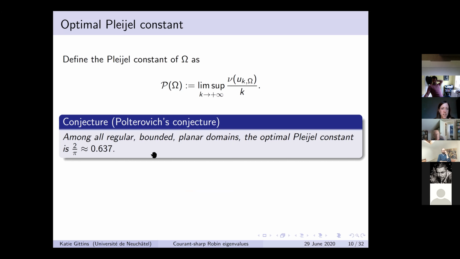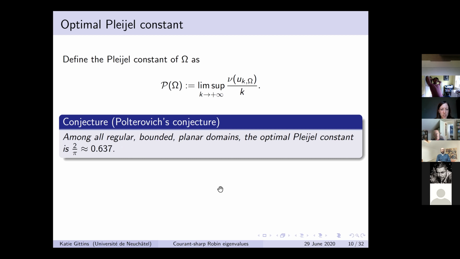There's been some work to try to improve the constant in Pleijel's result in recent years, due to Bourgain, Donnelly, and Steinerberger, where they all essentially use improvements on Faber-Krahn. But as you can see, between our 0.69 and 0.637, there's still quite a way to go.